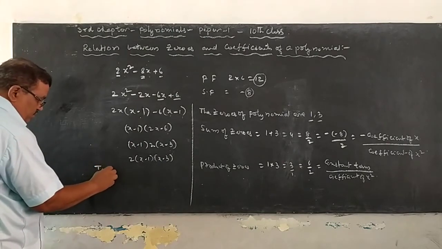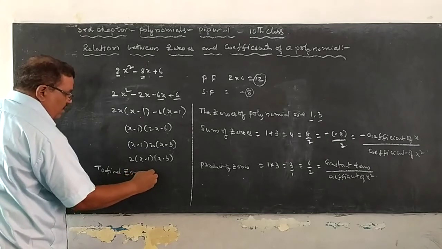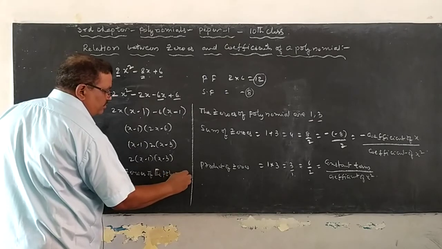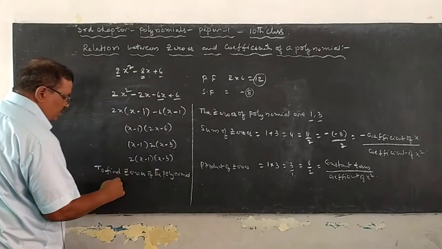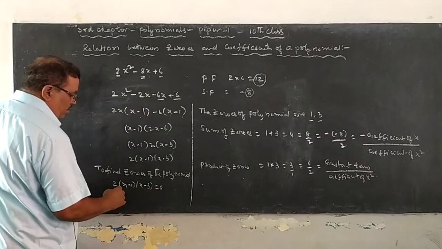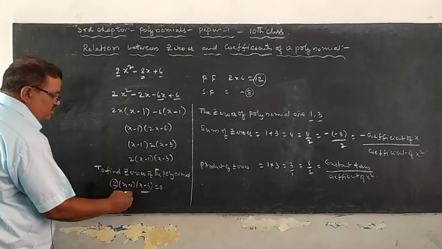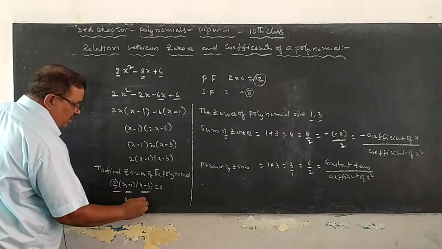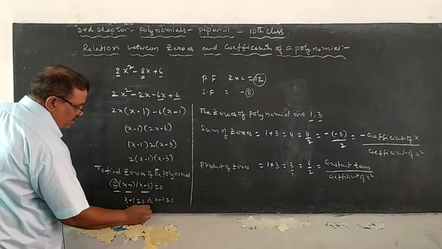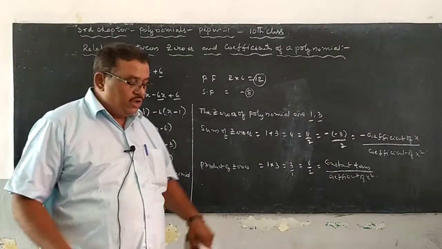To find the zeros of the polynomial, 2 into x minus 1 into x minus 3 should be equal to 0. The product of 3 factors equals 0. This 2 is a constant term, definitely it is not equal to 0. So x minus 1 equals 0 or x minus 3 equals 0. x is equal to 1 or x equals 3. In the same process, you have to do the problems.